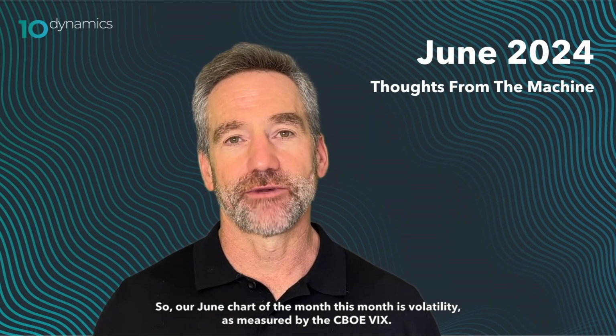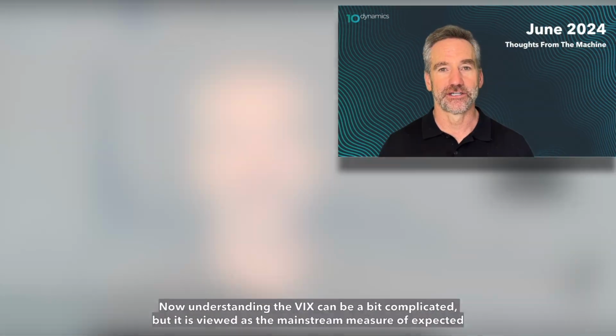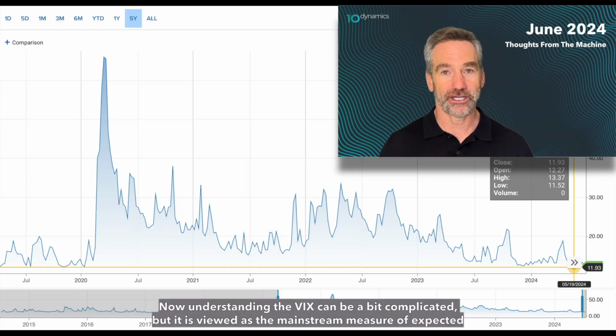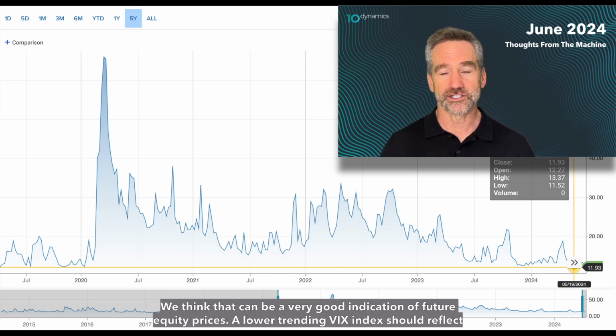So our June chart of the month is volatility, as measured by the CBOE VIX. Now, understanding the VIX can be a bit complicated, but it is viewed as the mainstream measure of expected U.S. market volatility. In our view, what really matters with the VIX, though, is the trend rather than its level. We think this can be a very good indication of future equity prices.